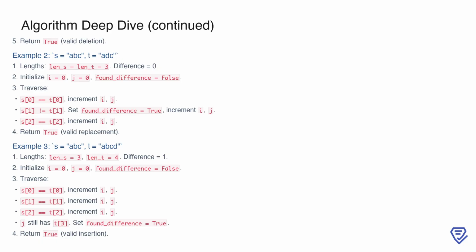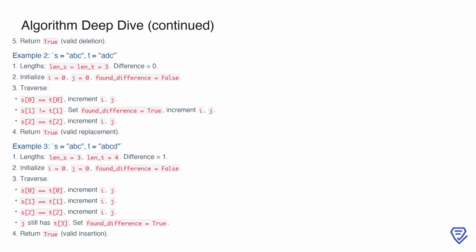In the second example, S is ABC and T is ADC. The lengths are equal, so we check for a replacement. The first characters match, but the second characters differ. We set found_difference to true, then continue. The last characters match, so we return true for a valid replacement.